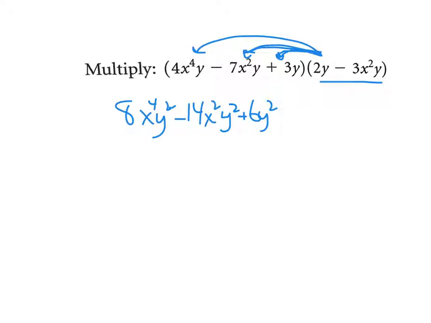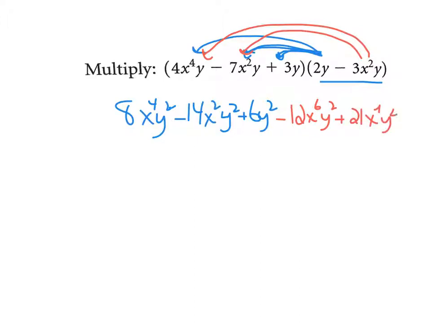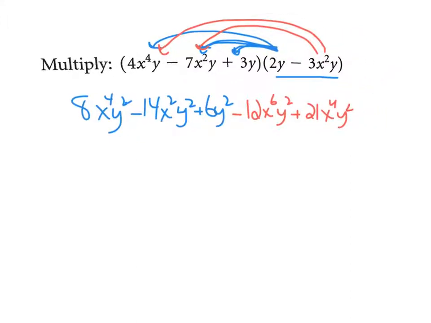Now I'm going to do the exact same thing with this term. I'm going to take it times the 4x to the fourth y first, so it's going to be negative 12x to the 6th y squared. Then I'm going to take it times this one. 3 times 7 is 21, positive 21 because they're both negative. 21x to the fourth y squared. Then the 3x squared times this one, which is negative 9x squared y squared.